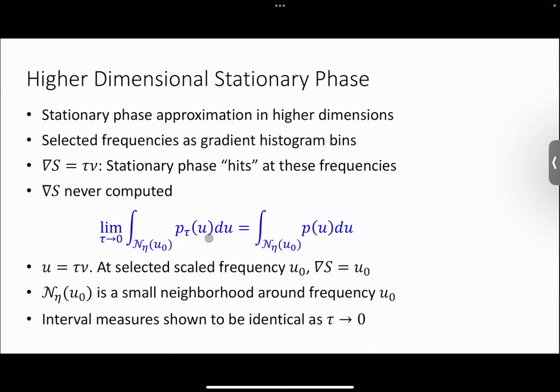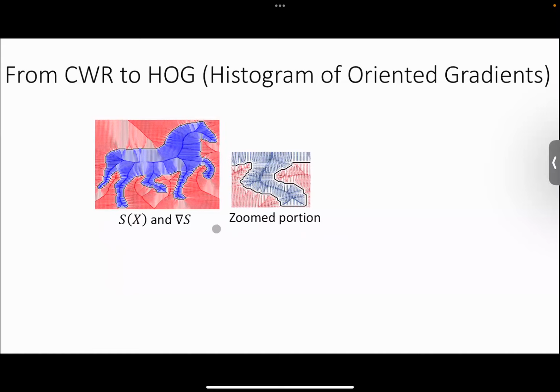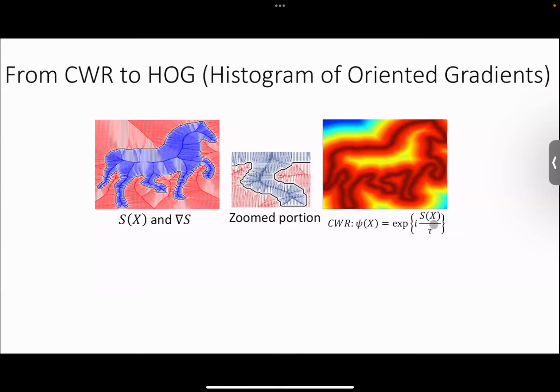Okay, so what does this look like? Essentially, if you look at this distance function of a horse, the color coding is the inside versus the outside, where the zoomed portion is showing you the gradients, which are all magnitude one, but they have different directions depending on whether they are inside or outside. And effectively what happens is we take e to the i s over tau, and now look what happens when you take the Fourier transform. You'll notice that the Fourier transform, because of stationary phase, has its hits mostly on a circle. And the reason for that is the gradient magnitude being one, which shows up in the fact that for the Fourier transform of psi of x, the hits you get as you send tau to zero occur only on a circle in two dimensions and on a sphere in three dimensions. So this is the effect of the stationary phase approximation that we just went through.